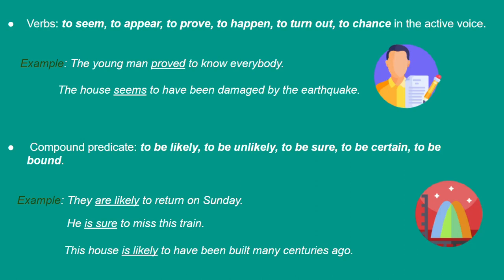Compound predicate: to be likely, to be unlikely, to be sure, to be certain, to be bound. For example, they are likely to return on Sunday. He is sure to miss this train. This house is likely to have been built many centuries ago.